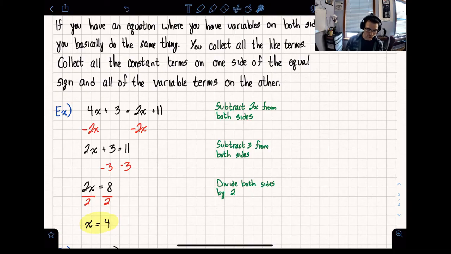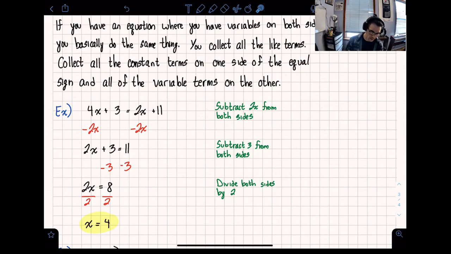Now, I chose to pick the 2x to subtract from both sides. You are free to pick either the 2x or the 4x. Personally, I chose the 2x because by subtracting the 2x from both sides, we're going to have a positive number over here, which I like dealing with better. If you subtract 4x from both sides, then you would have 2x minus 4x equals negative 2x over here. And like I said, I generally try to avoid negatives, so I picked the 2x.